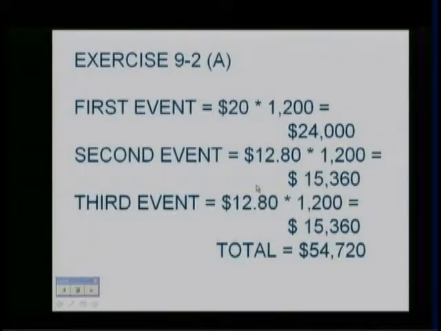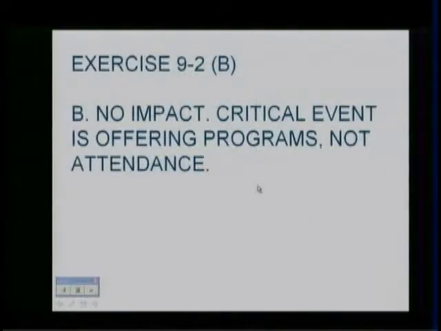Then in Part B it says about 95% of the season ticket holders attended the first event. Subsequent events were only attended by about 80% of the season ticket holders. What extent, if any, should the attendance data impact revenue recognition? Again, it shouldn't impact your recognition of revenue at all because the critical event is offering those performances. It's not who attends. Did you perform? You've already sold the tickets, so it's not important who attends.